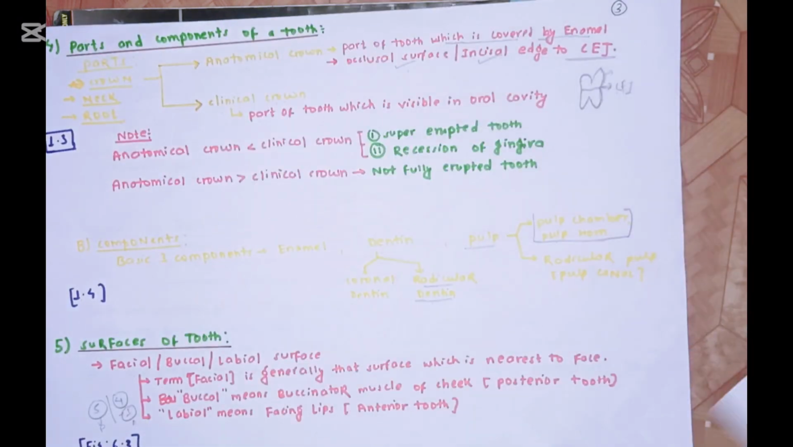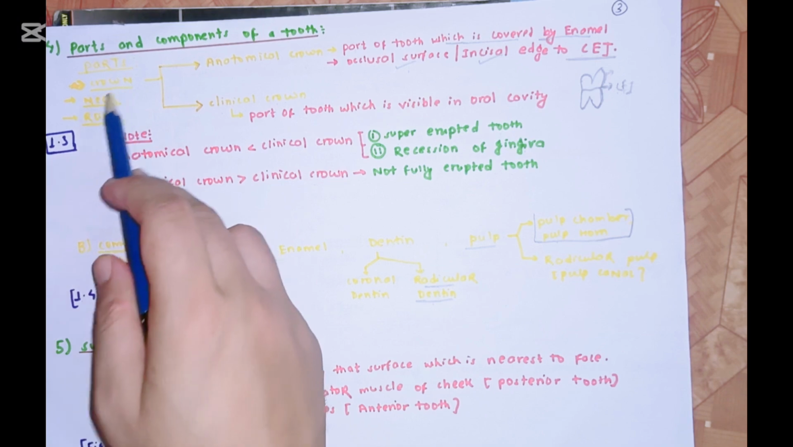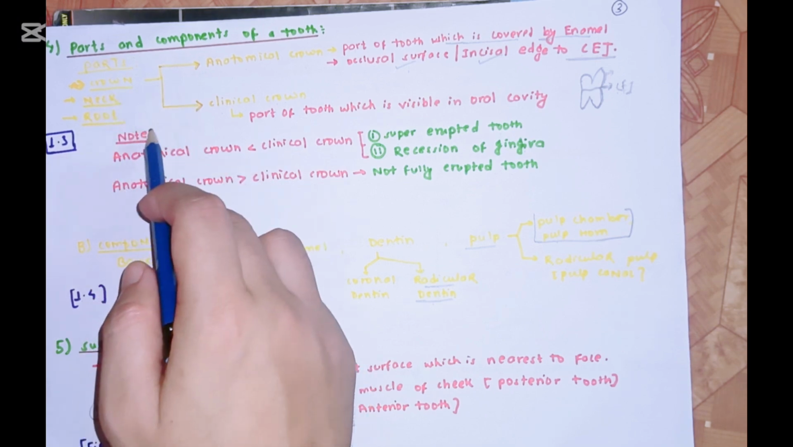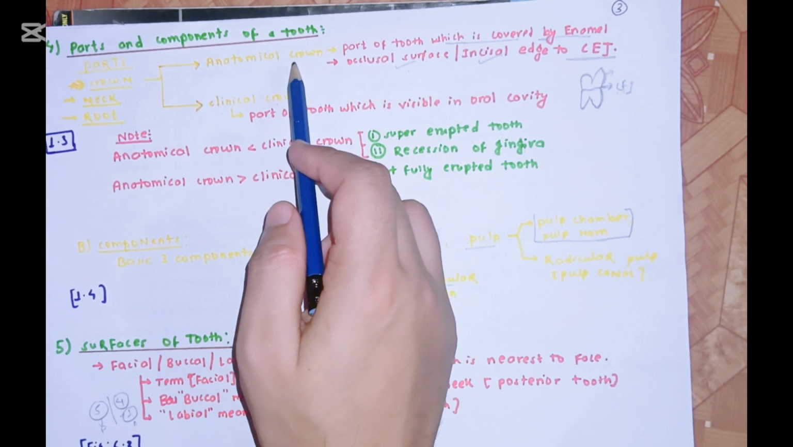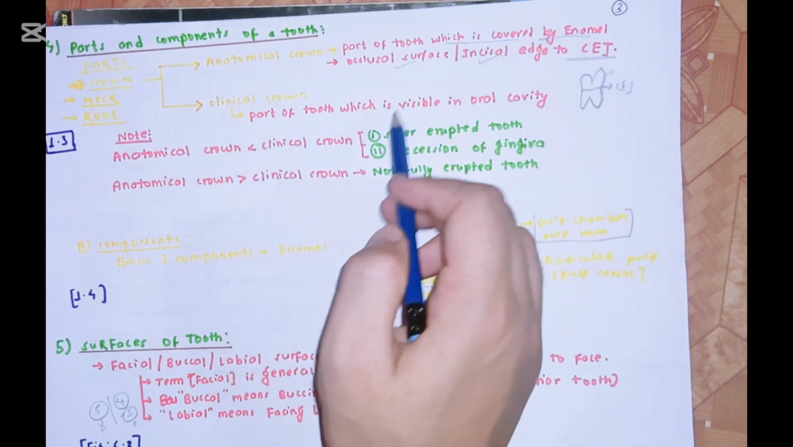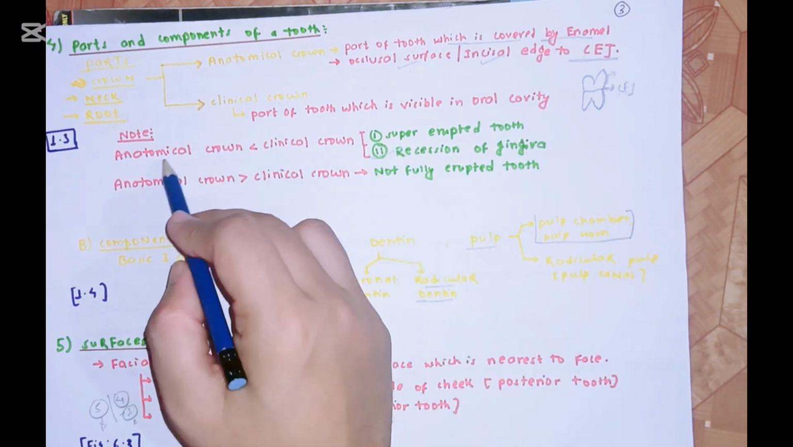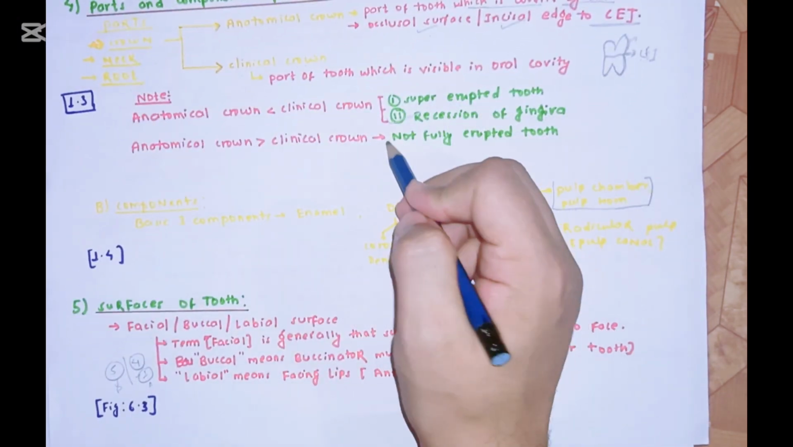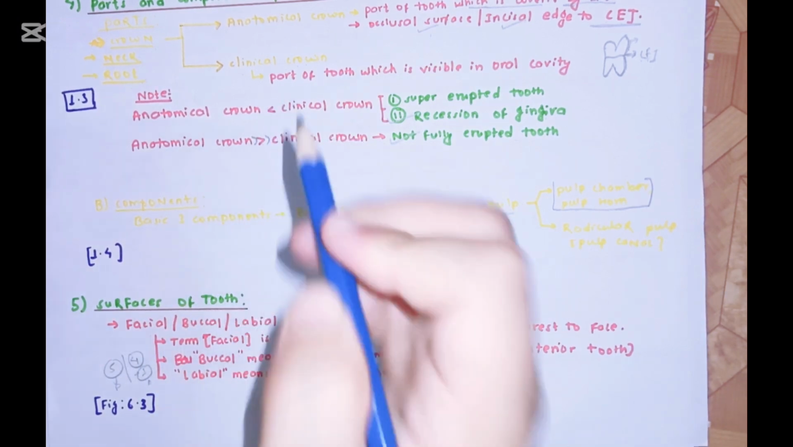Okay, so now another part is crown, neck, and root. Crown, neck, and root are the parts of the tooth. We have anatomical crown, and another we have clinical crown. Anatomical crown is that part of the crown covered by the enamel, and clinical crown is visible in the oral cavity. In recession of the gingiva, the clinical crown is greater than the anatomical crown, and in a not fully erupted tooth, the anatomical crown is greater than the clinical crown.